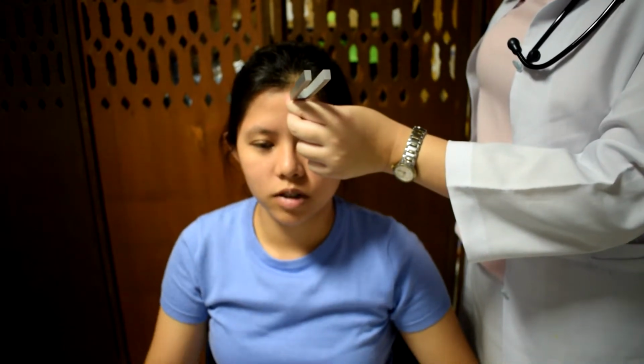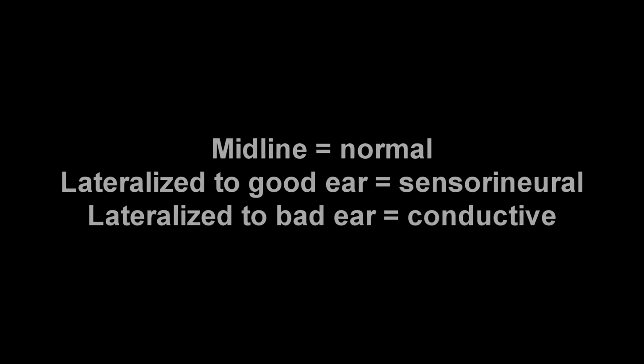First is Weber test. Strike the tuning fork and place it firmly on the patient's forehead. Ask where the sound is heard. If at midline, then hearing is normal.